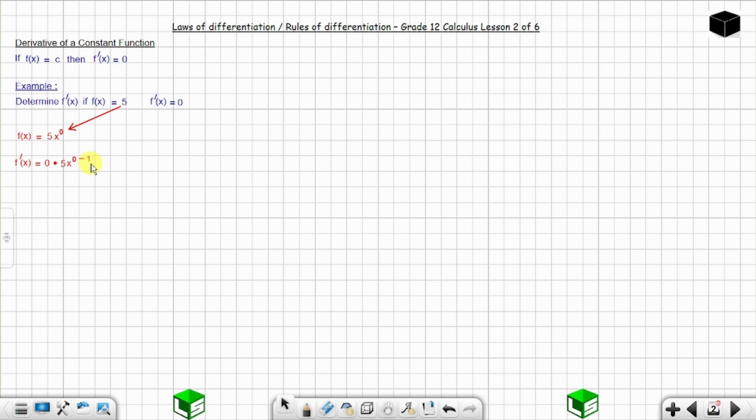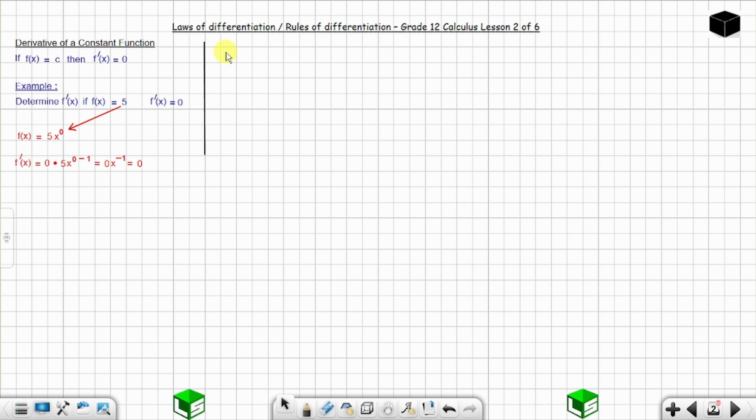Okay, so from this, this is 0, x to the power of negative 1. You have negative 1 there: 0 minus 1, which is negative 1. And so this is equal to 0 times everything there, so this is equal to 0. Now you can see this is how we obtain f prime of x is equal to 0 whenever you have a constant, a number. Okay, so now let's look at the next rule.